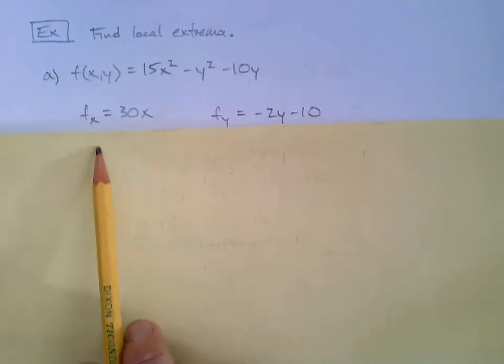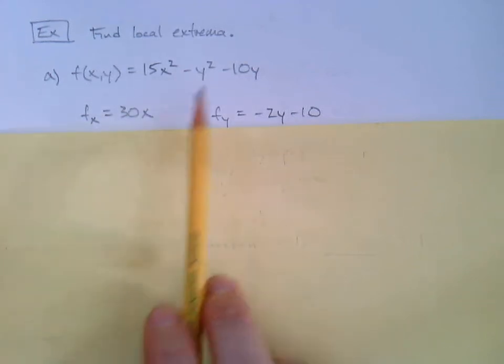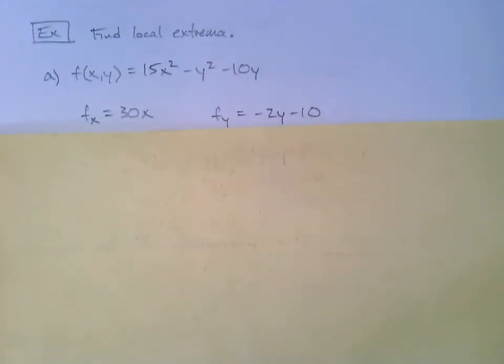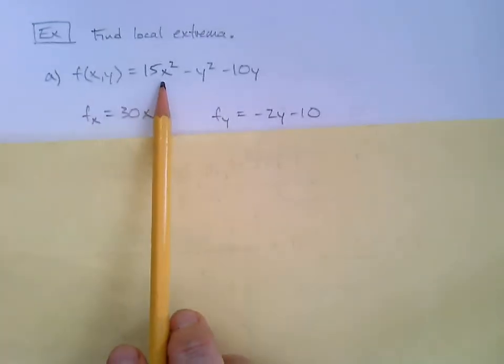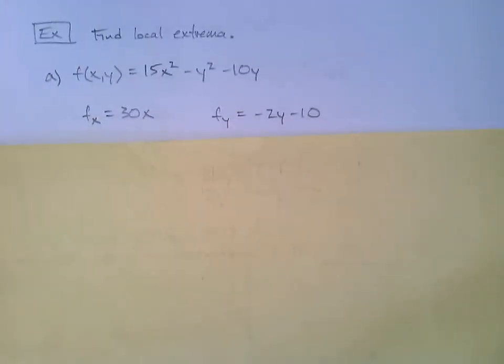Well, what is the derivative with respect to x? Well, 15x squared is going to go to 30x. Derivative with respect to x, remember the y's are constants. And so both y squared and 10y are constant, and so those go to 0. All right, f sub y. Well, that derivative, here the x is constant, so that goes to 0. Negative 2y minus 10. Okay, so far so good.